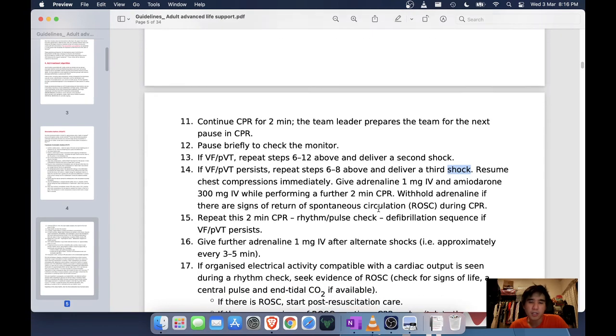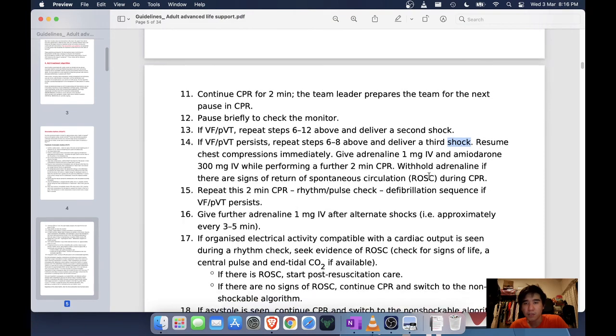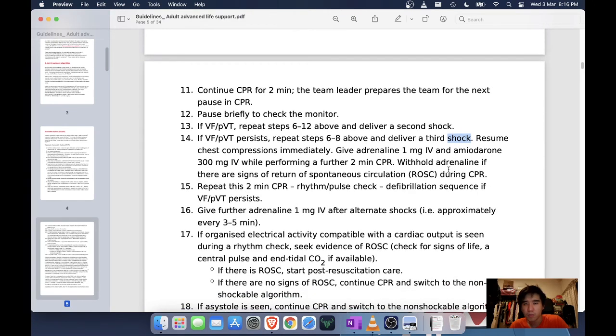Resume chest compressions immediately. Give adrenaline 1 mg IV and amiodarone 300 mg IV while performing a further 2-minute CPR. So after the third shock, you want to give adrenaline 1 mg IV and amiodarone 300 mg IV.